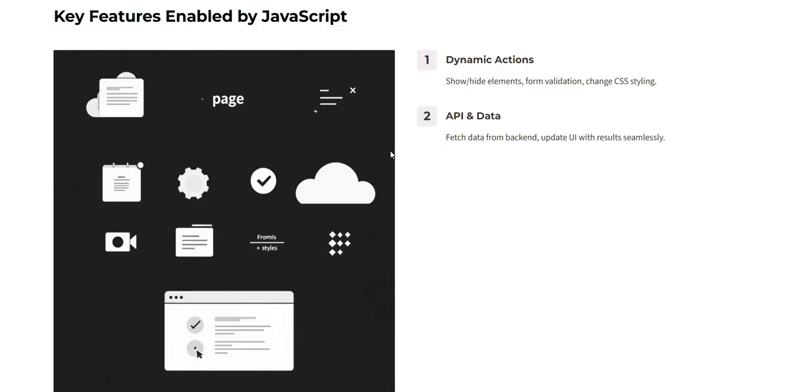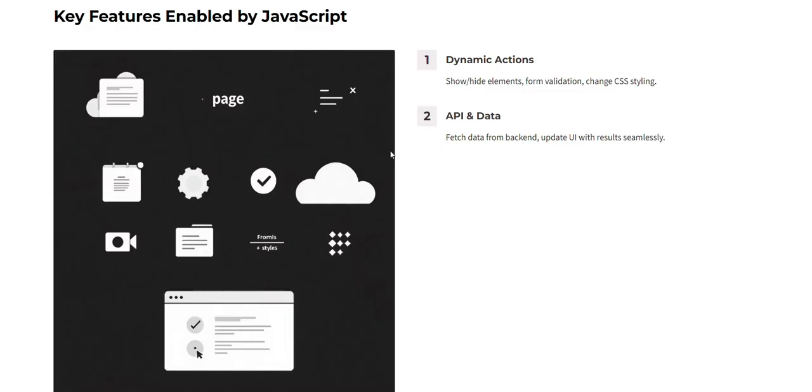So next is key features enabled by JavaScript. JavaScript enables many powerful features. It can show or hide elements dynamically, for example, drop-down menus or pop-ups. It validates form inputs, ensuring correct data is entered, and it can change the CSS styling instantly to provide real-time user feedback. It also communicates with backend servers using APIs.